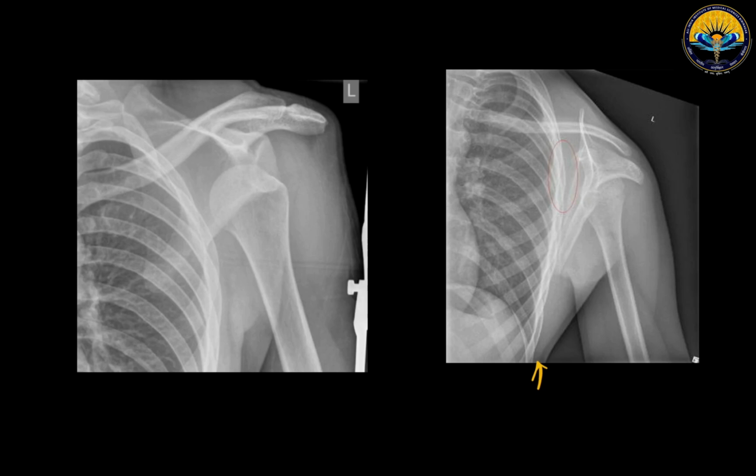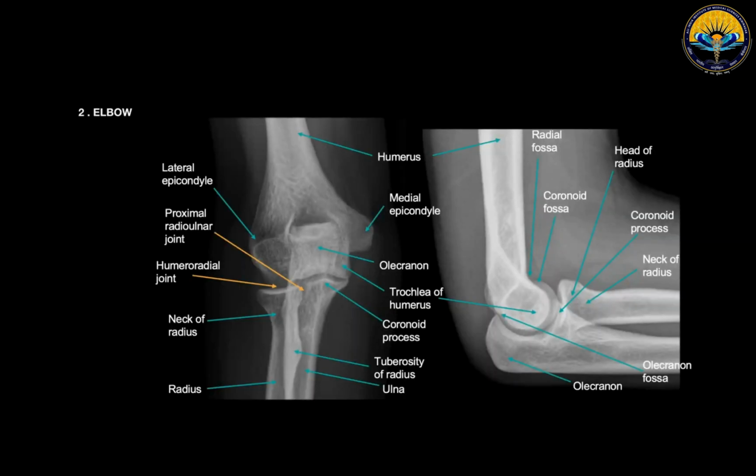So the next one is the elbow joint. Although it's a non-weight bearing joint, yes, it is an important joint in our human body. The elbow is a synovial hinge joint made up of articulations mainly between the distal humerus and the proximal ulna. However, articulations exist between the proximal radius and the humerus, as well as the proximal radius and ulna. The three articulations are referred to as the ulnohumeral joint, radiohumeral joint, and proximal radioulnar joint.